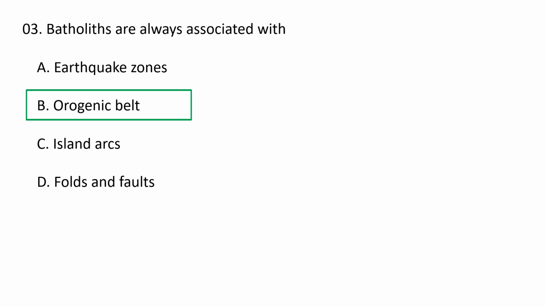These are linear or arcuate zones on a regional scale, but have undergone compressional tectonics causing deformation and metamorphism of the rocks and the production of a fold mountain belt. So batholiths are always associated with the orogenic belt. B is the correct option.